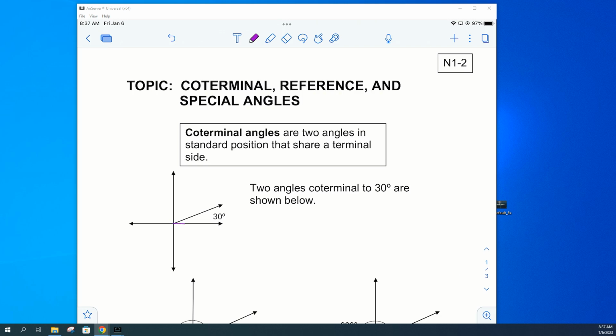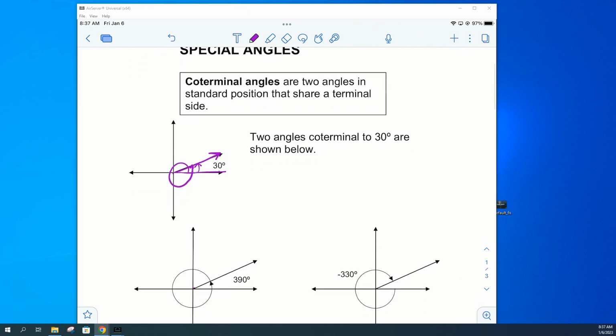So if you have a 30-degree angle, for example, if I went all the way around and ended at that same spot, notice that I would be at that same ending position. Well, if you think about how I get that number, I'm going a full circle, which is 360 degrees, and then I add the 30, and that gives me the 390 if I went in a counterclockwise direction.